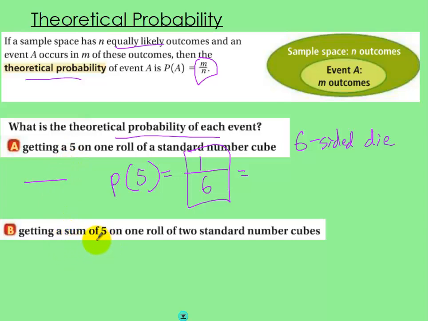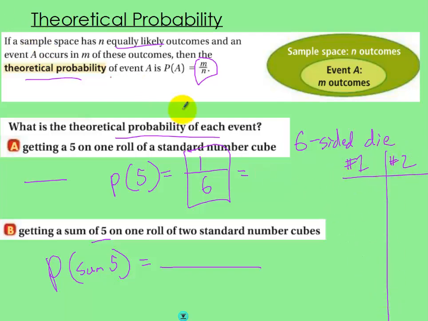Now for B, getting a sum of 5 on one roll of 2 standard number cubes. So you're rolling 2 dice here. I'm going to say the probability of the sum of 5. You have to figure out a few things. You have to figure out what the possibilities are where you actually get a sum of 5. Well, let's do a little table here. We'll do number 1 and number 2. Which possibilities have a sum of 5? If you roll a 1 and a 4, a 4 and a 1, or a 2 and a 3, or a 3 and a 2. These are your only options where you'd get a sum of 5. So there are 4 options.